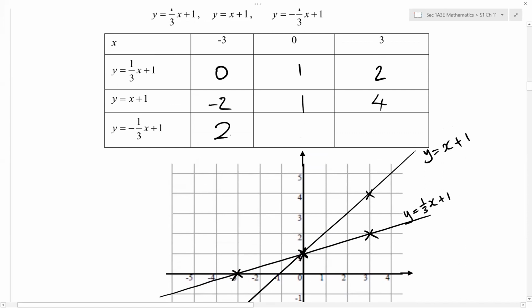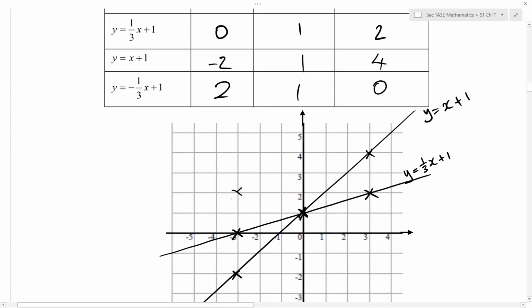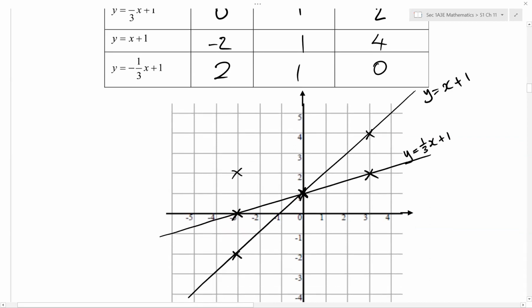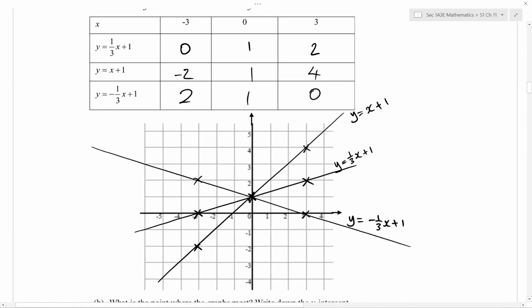1 plus 1, 2. 0 plus 1 is 1. Negative 1 plus 1, 0. Again 1 and 0. Join them up. So these are the 3 graphs with the labels clearly shown. Okay, you use some time to finish this up.